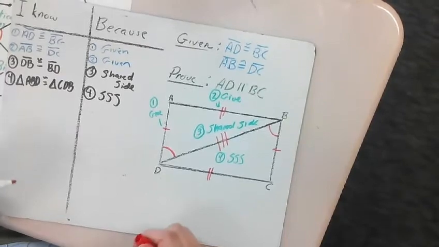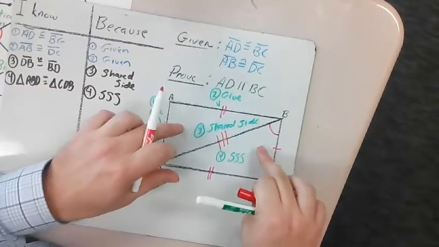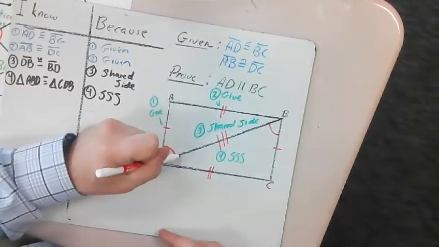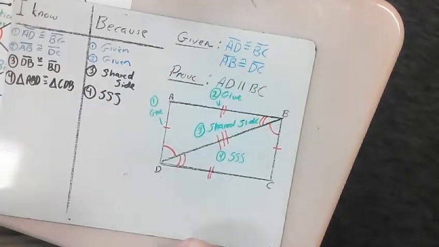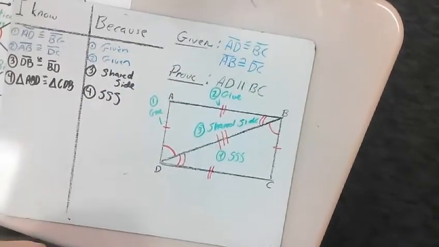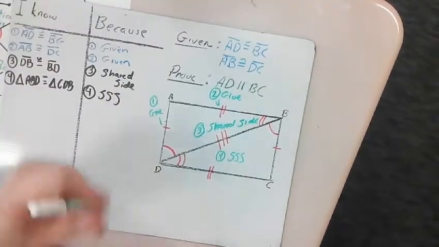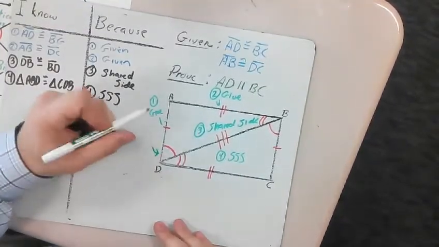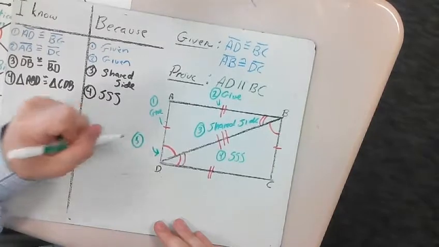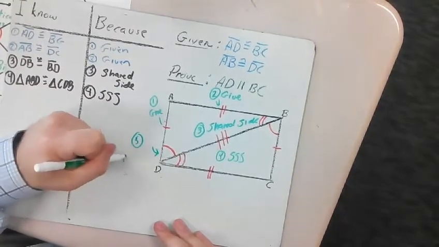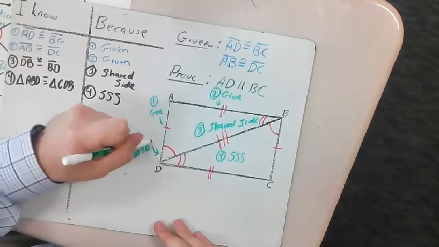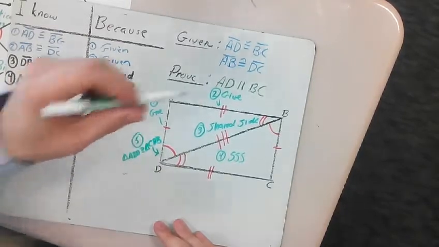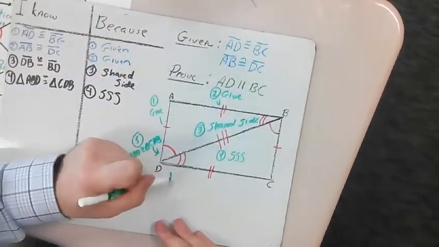And the reason why I could say that is because these triangles are congruent. I could also say that this angle and this angle are congruent. And I could say that because the triangles are congruent. So I could say this is because triangle ABD is congruent to triangle CDB. I could say that here as well.